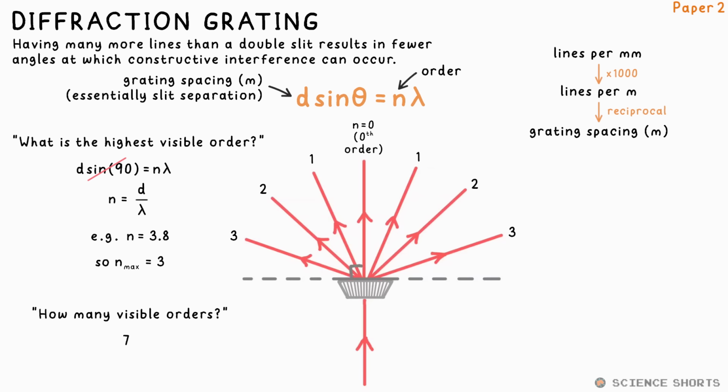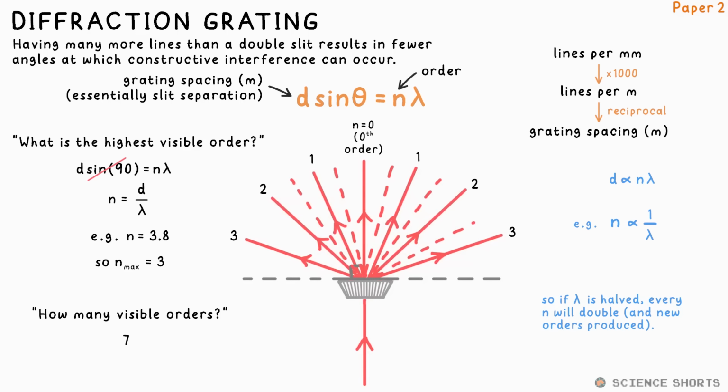You might get asked what will happen to the orders if the wavelength is halved, say. In this case, you don't look at theta at all, as it's not proportional to anything in the equation. Instead, we say n is inversely proportional to lambda. If lambda halves, n doubles. That means that what was the first order is now the second order, and a new first order is created between it and the 0th order. If d is changed instead, we say n is proportional to d.